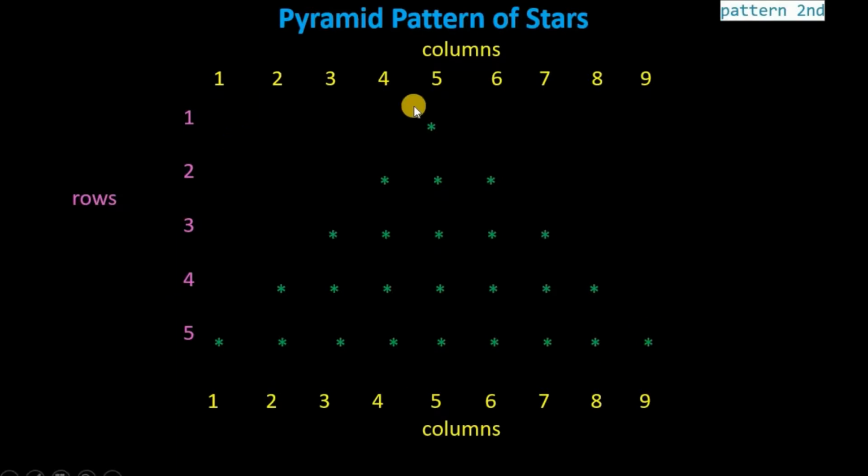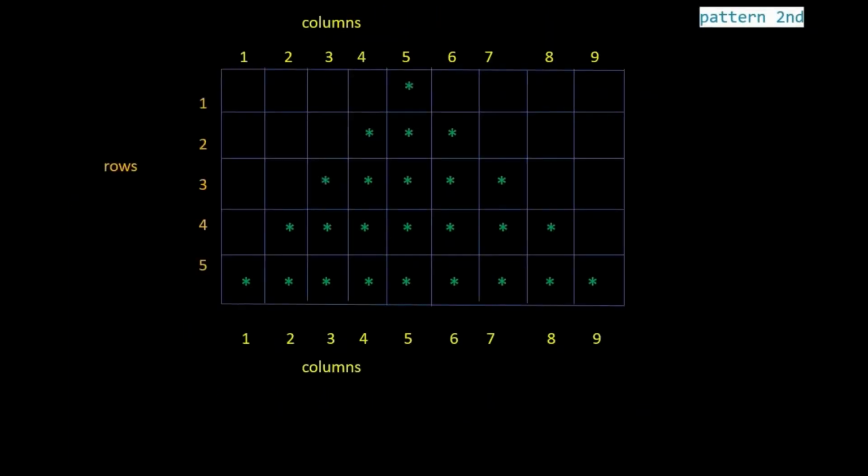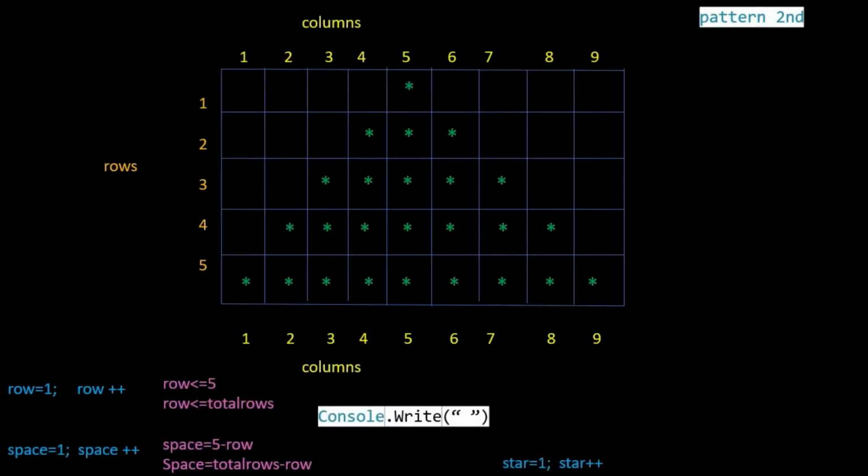This is the second pyramid pattern. In this pattern, after star we cannot see any space. All the logic for this pattern will be the same. That means the initialization and increment in the outer for loop of row, the initialization and increment in the inner for loop of space, the condition in the outer for loop of row, the condition in the inner for loop of space, then this Console.Write space in the for loop of space, and here the initialization and increment in the inner for loop of star. All the logic till here will be the same for the second pattern.